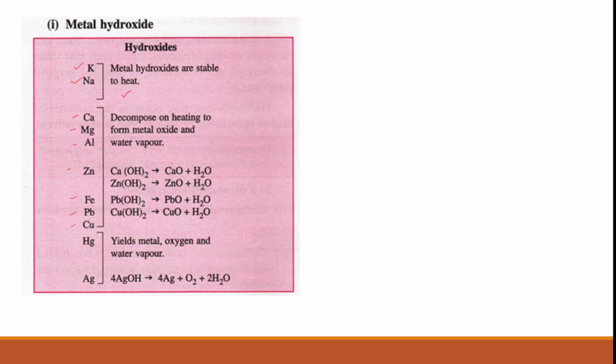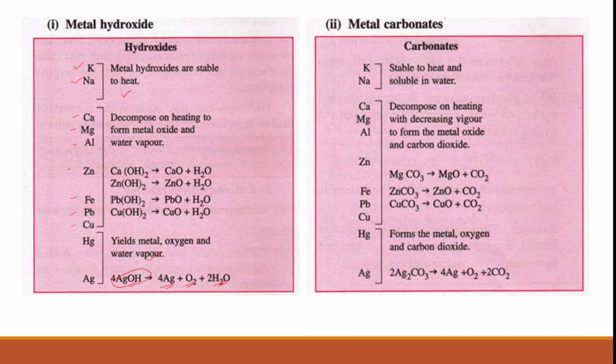Then in the bottommost part of the reactivity series, we have the least reactive metals, like silver and gold. They give metal, oxygen and water vapor. You can see here, AgOH is silver hydroxide. When silver hydroxide undergoes a decomposition reaction, it gives the metal silver, oxygen and water vapor. So that is metal hydroxides. The next group is metal carbonates.